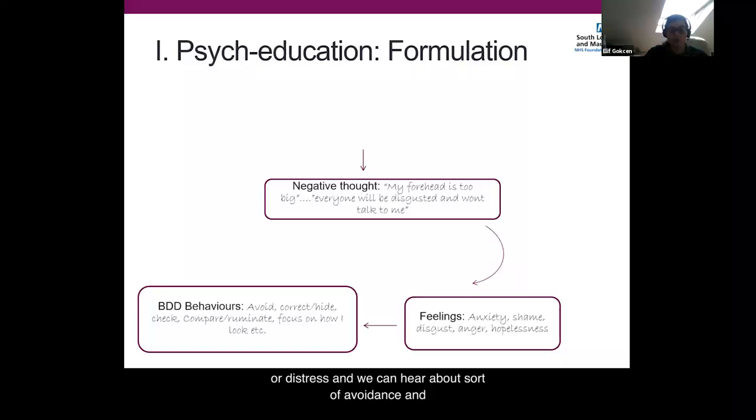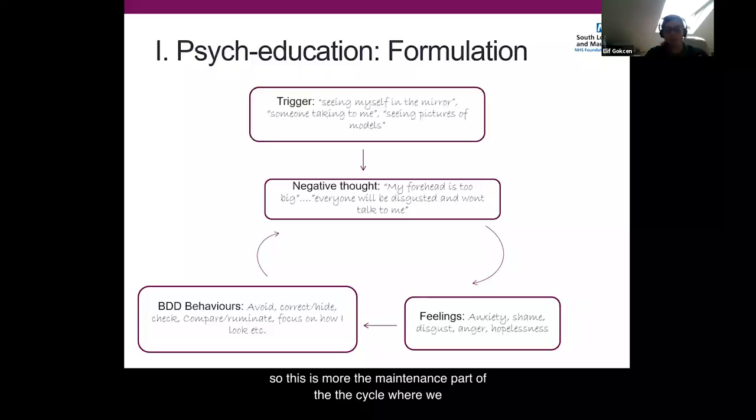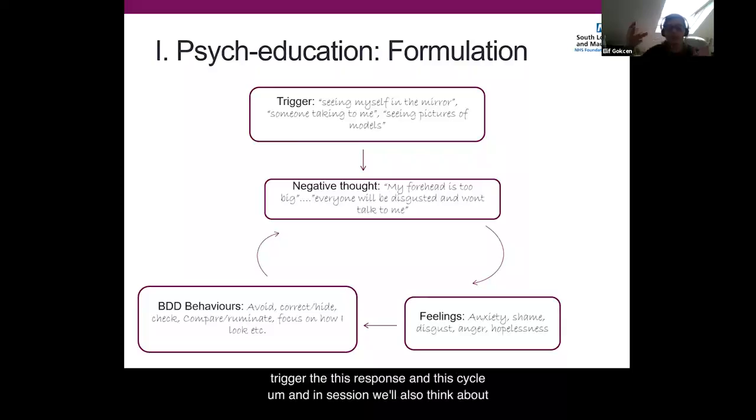We can hear about avoidance and camouflaging behaviours, really focusing on appearance through mirror checking. And this is also the point where families can find themselves being drawn into BDD through reassurance seeking and avoidance, for example, parents or siblings doing things for the young person because they feel unable to. So this is more the maintenance part of the cycle, where we think about what some of the factors are that are keeping BDD going, and what some of the situations are that trigger this response and this cycle.